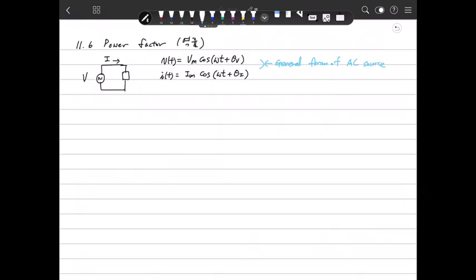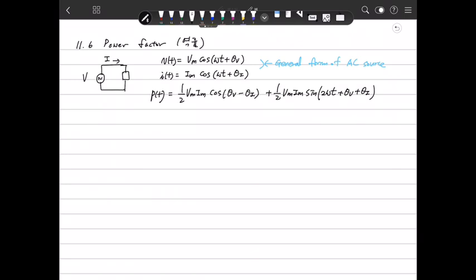Then the instantaneous power p(t) can be written this way: one half Vm Im cosine(theta V minus theta I) plus one half Vm Im sine(2 omega t plus theta V plus theta I). This is the instantaneous power.